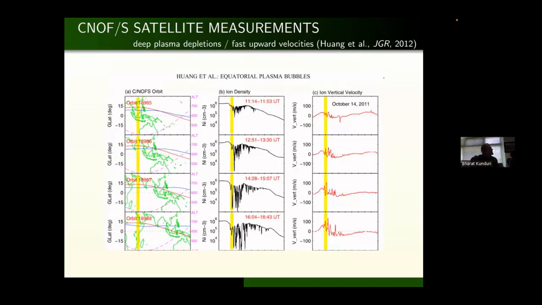This is data from the C/NOFS mission, Chaosung Wang. I'll just focus on the middle panel. This is four successive passes. And the point is simply, in situ, they see these really large bite-outs in the electron density. Again, 2 to 3 orders of magnitude in scope. And they're quite extensive, and they persist for quite a while. And it's these features we're trying to model, as well as to hopefully someday forecast. Okay.